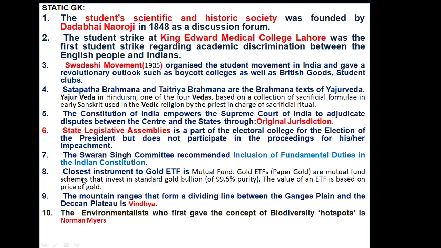Next, the closest instrument to gold ETF is what? The closest instrument to gold ETF is mutual fund, as gold ETFs, paper gold, are mutual fund schemes that invest in standard gold bullion of 99.5% purity, and the value of an ETF is based on the price of gold. So do remember that the closest instrument to gold ETF is mutual fund.